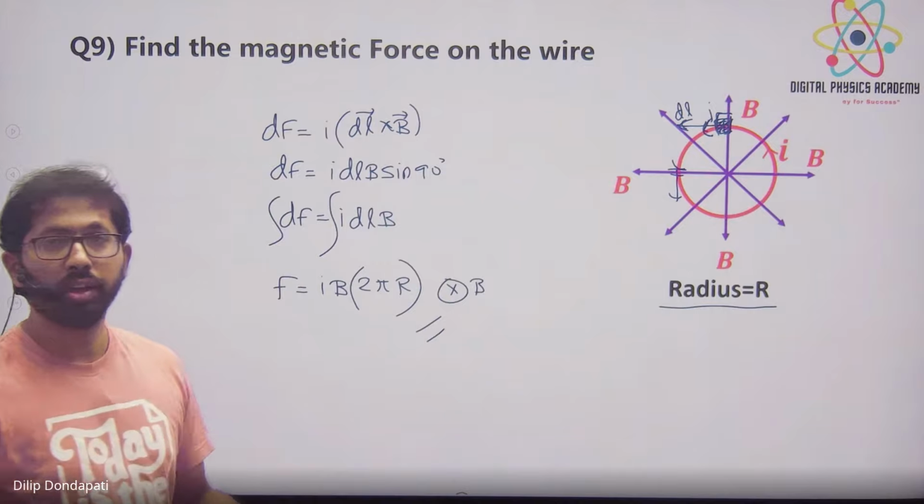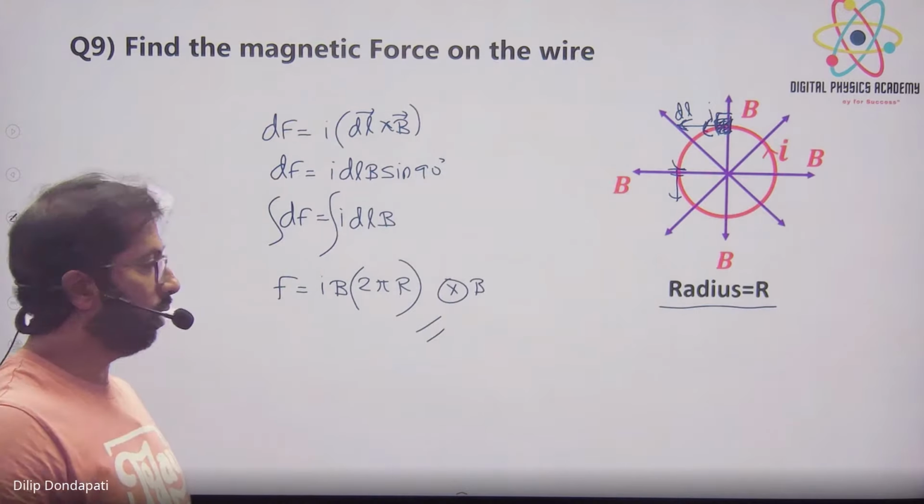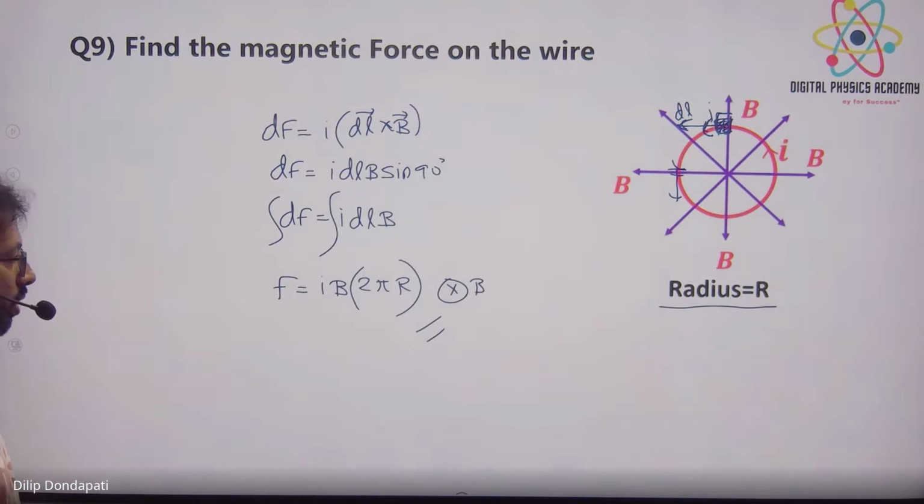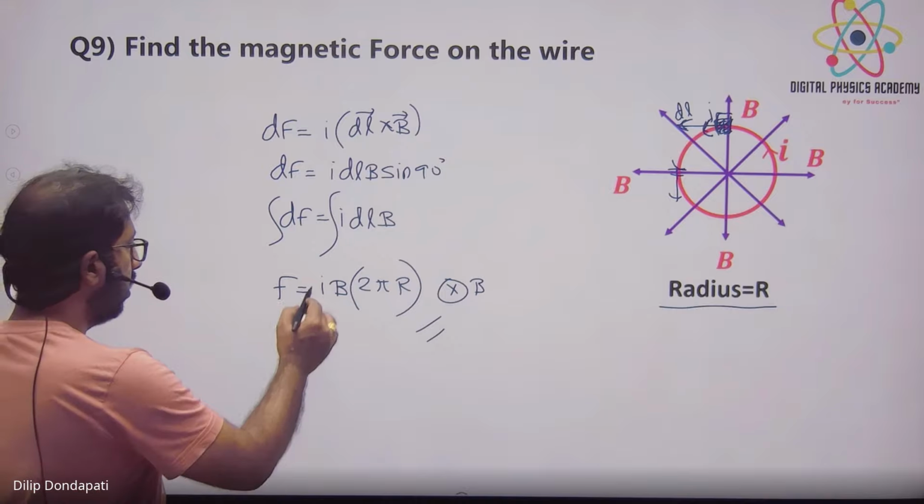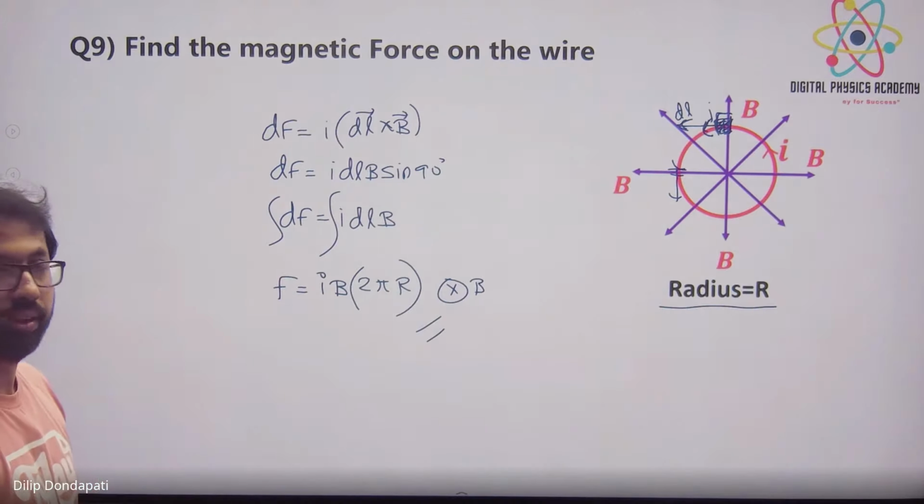This is all about force on a current carrying wire. You will get an idea of how to do all the questions. The chapter will be done in 2-3 classes. Done. Okay, next.